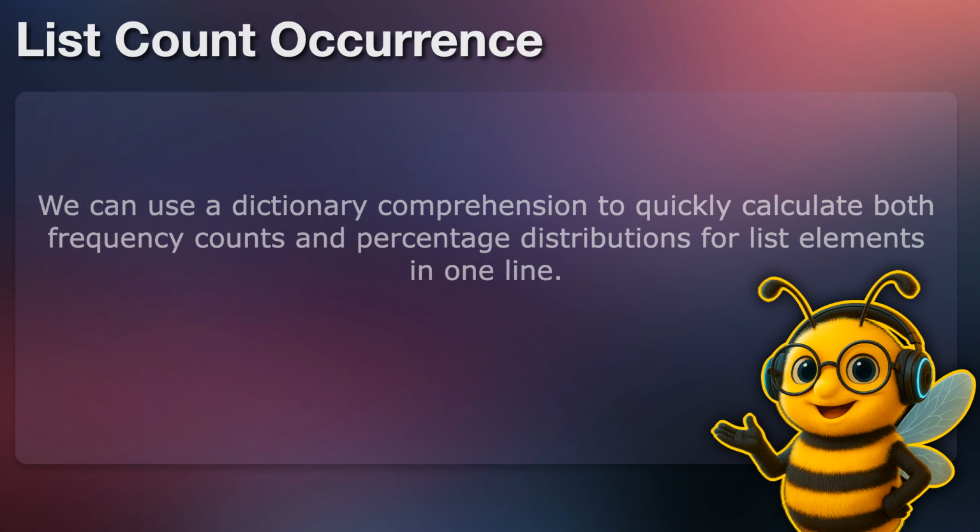We can use a dictionary comprehension to quickly calculate both frequency counts and percentage distributions for list elements in one line.